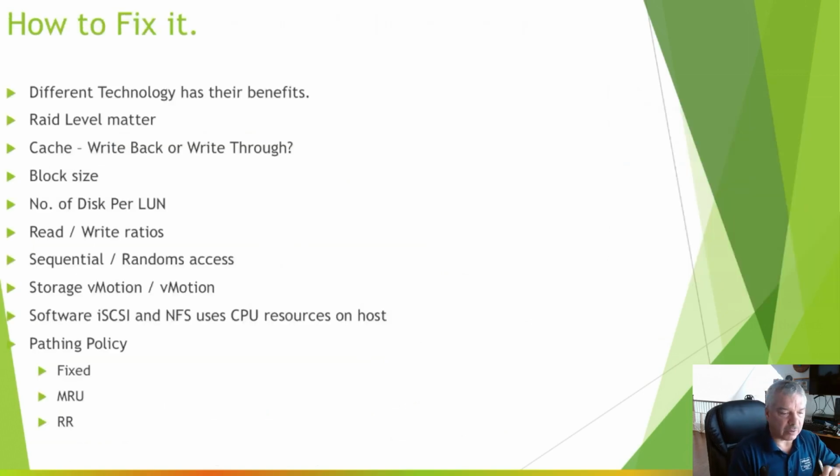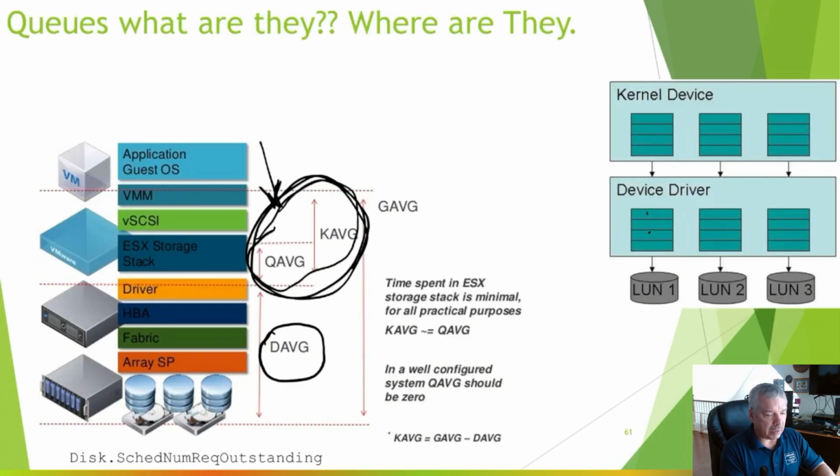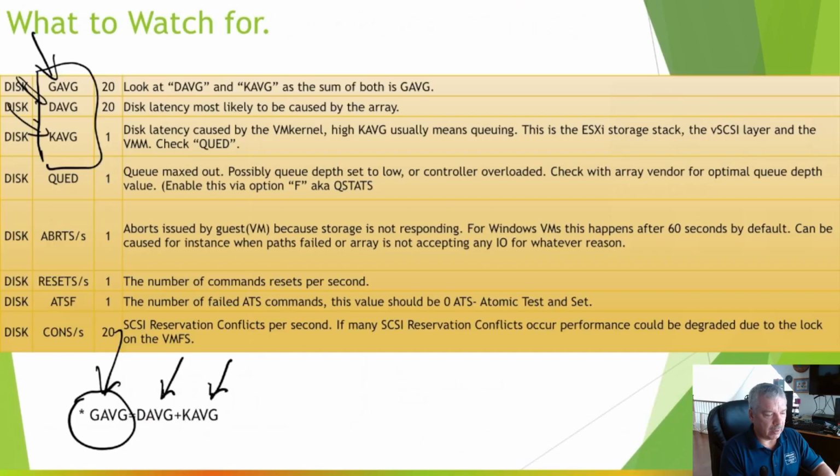Now, how do we fix this? I'm going to do a demo on this, but generally, how can we fix this? There's no one button where I press it and everything gets fixed. There are a lot of different technologies, and they all have their trade-offs, the pluses and minuses. Personally, I like fiber channel. That's just me.